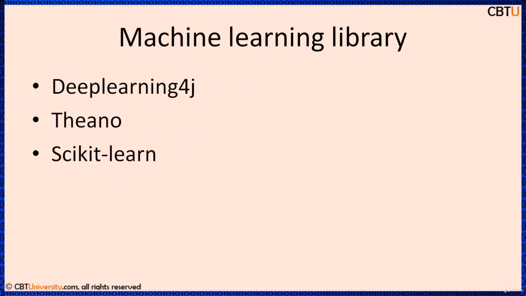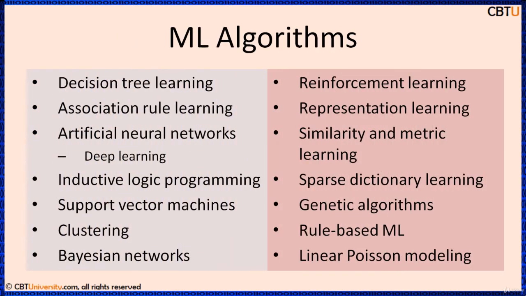Machine learning libraries available here. Some of the popular machine learning algorithms are decision tree learning, association rule learning, artificial neural networks, ANN, and others. We are going to know about these now.